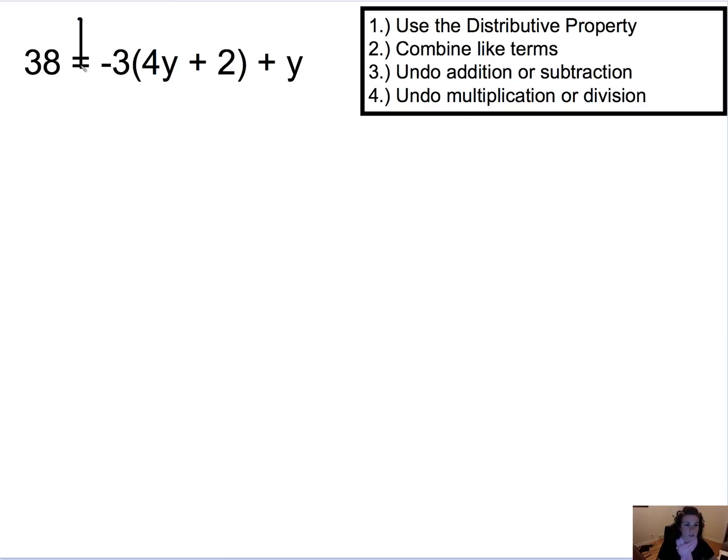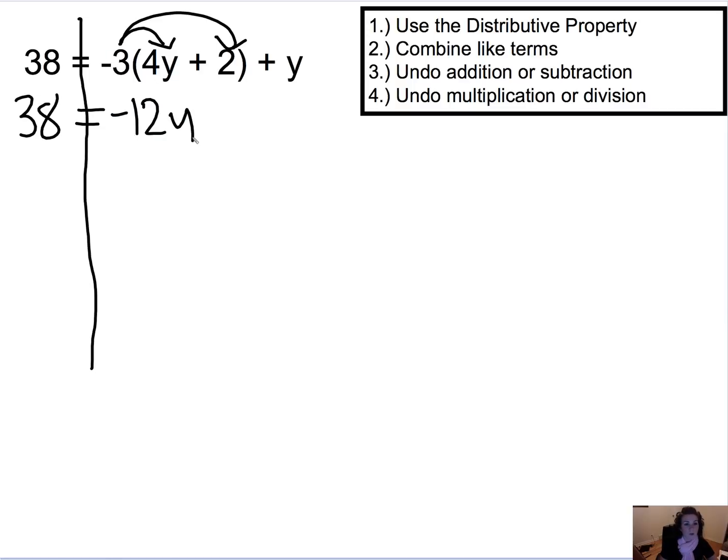All right, first, you should separate the 2 sides of your equation. Can we use the distributive property? Yes, on the right side we can because we have parentheses. So I'm distributing the negative 3 to the 4y and to the 2. So on the left-hand side, I can just bring down the 38 because I can't simplify or distribute anything on that side. And then I'll bring down the equal sign. Negative 3 times 4y is negative 12y.